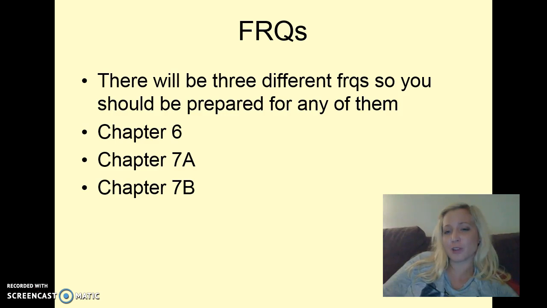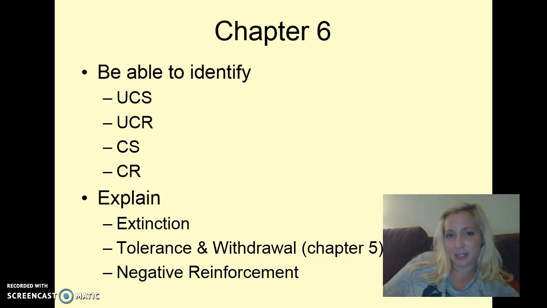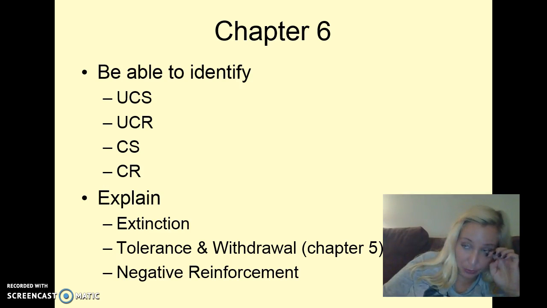These FRQs are also cumulative, so they will go back on some information that we looked at earlier this year. The Chapter 6 FRQ, you would definitely need to be able to identify an unconditioned stimulus, an unconditioned response, a conditioned stimulus, and a conditioned response from a provided scenario. Then you need to look back at Chapter 6 to be able to explain extinction, to define and apply that. Also, all the way back to Chapter 5, a whole 2 chapters ago, to look at tolerance and withdrawal.